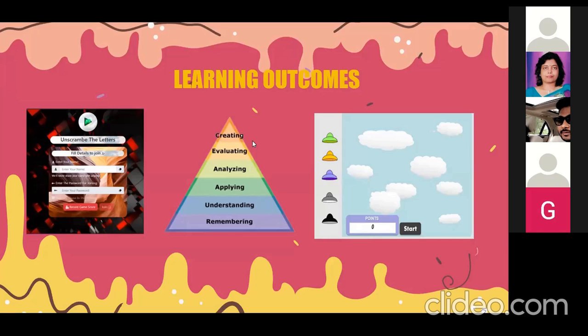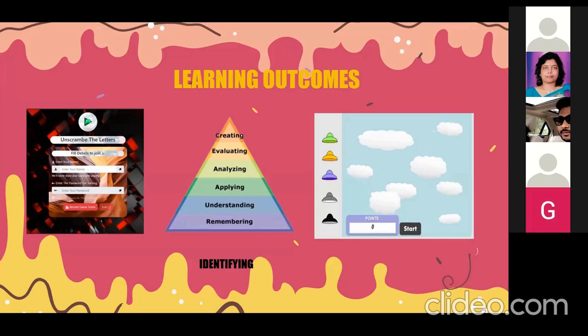Readiness. I'm creating interest, remembering. Here I would like to include two important learning outcomes. Apart from the learning outcomes that we are all exposed to, Bloom's taxonomy, here I would like to include two learning outcomes.